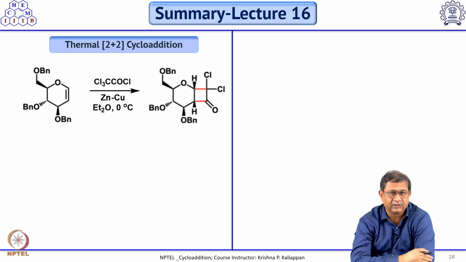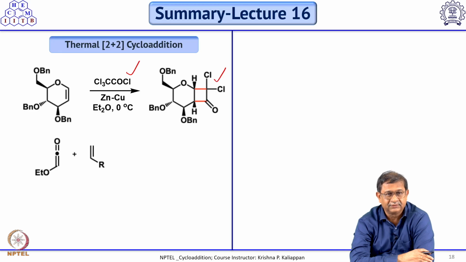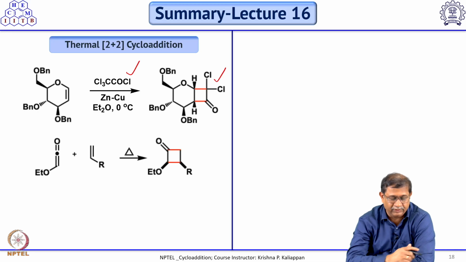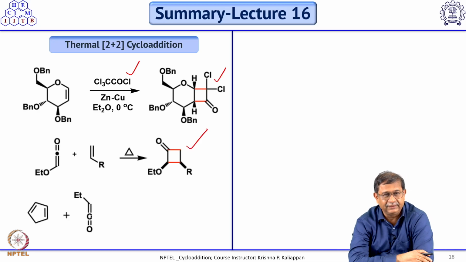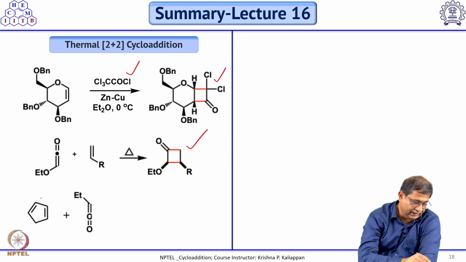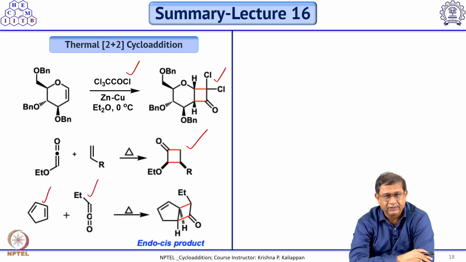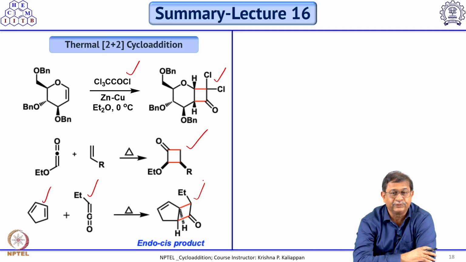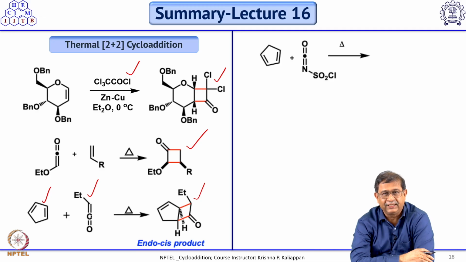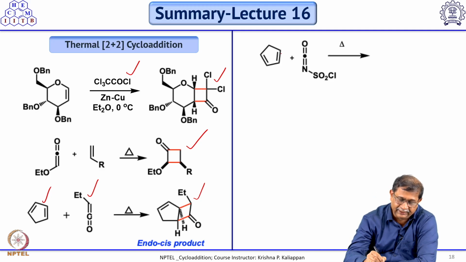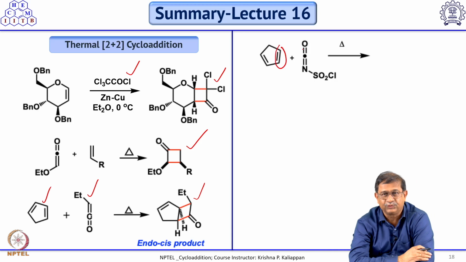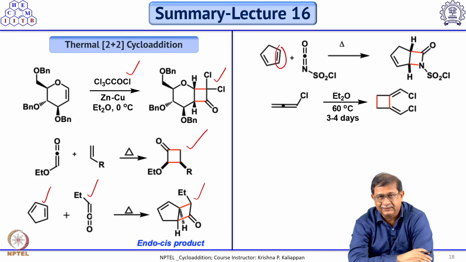So here the use of diketene derived from trichloroacetyl chloride gives this 2+2 product under thermal condition, and yes, the stereochemical outcome of 2+2 cycloaddition was also discussed in detail. When you take cyclopentadiene and ethyl ketene, it gives exclusively the endo-cis product, and if you take cyclopentadiene and this isocyanide, this double bond reacts to form this bicyclic lactam.